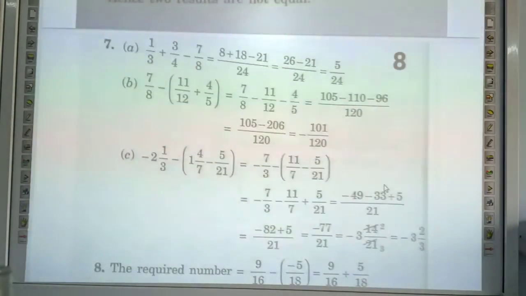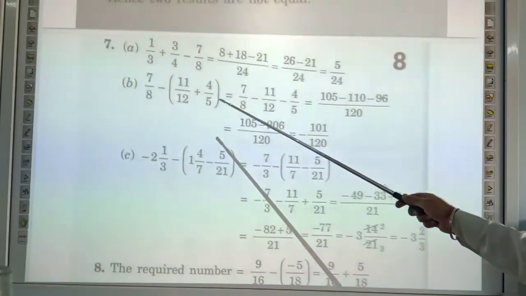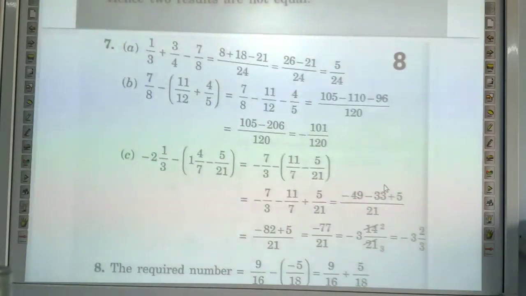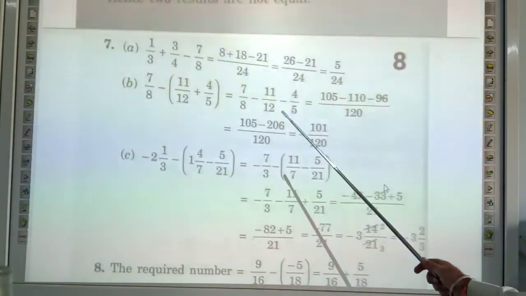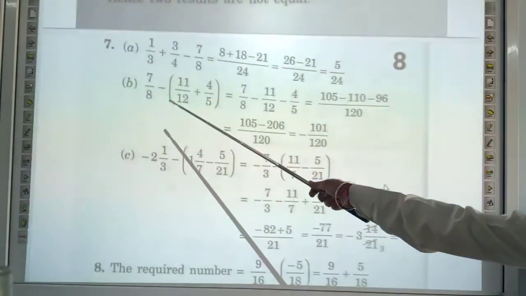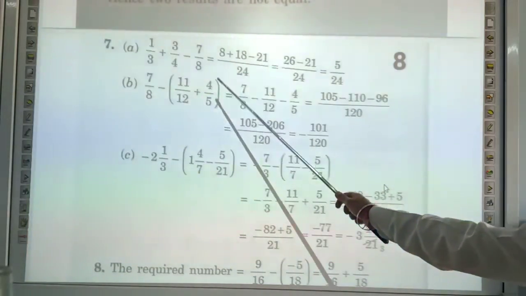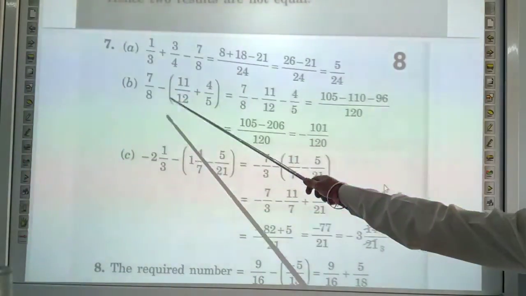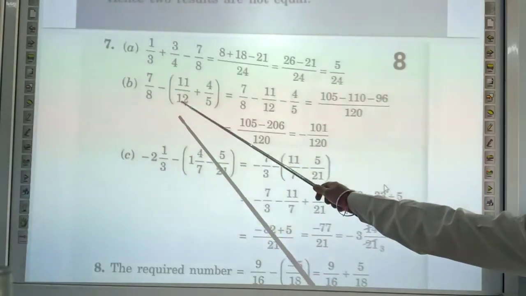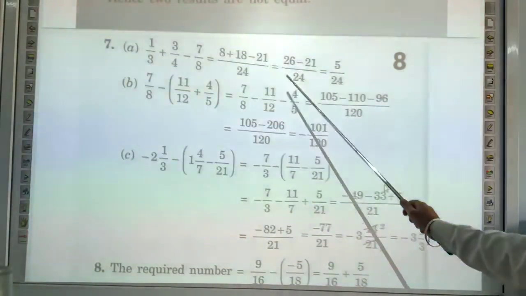Coming to part B, 7 upon 8 minus within bracket 11 upon 12 plus 4 upon 5. Again remember, first we have to solve the bracket. So here the bracket is open. When the bracket is open, this minus sign will be with both of these numbers. So 7 upon 8 minus 11 upon 12 and minus 4 upon 5, as shown here, and then this is calculated completely.